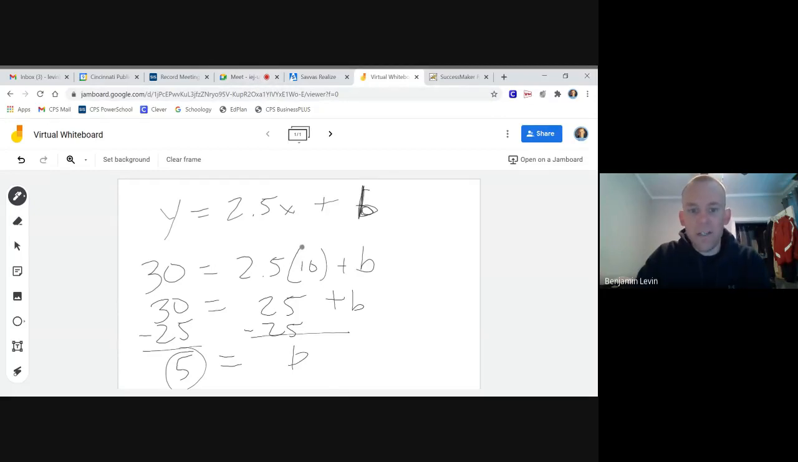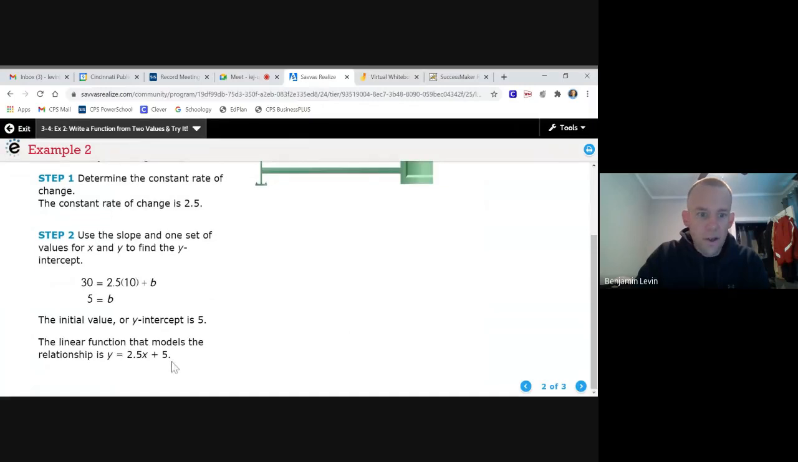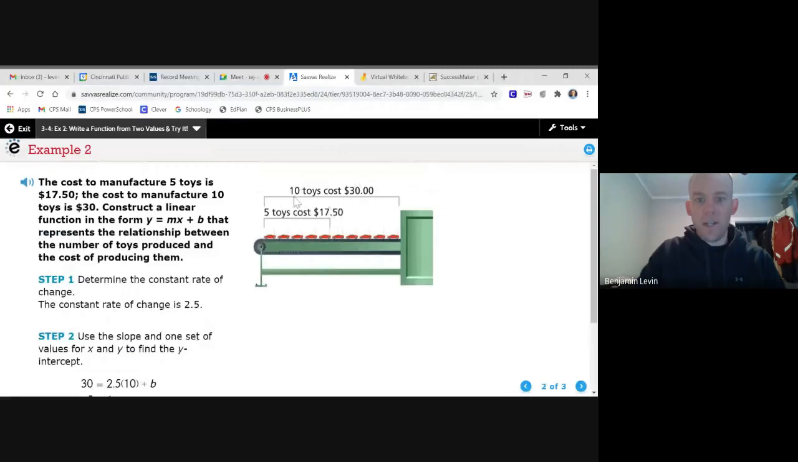So we figured out based on the slope we found and the data they gave us for one of the data points that the y-intercept is 5. So the final function is y equals 2.5x plus 5. 2.5x was the slope that we found from the change in y divided by the change in x. And then we solved for b. We got it as 5.